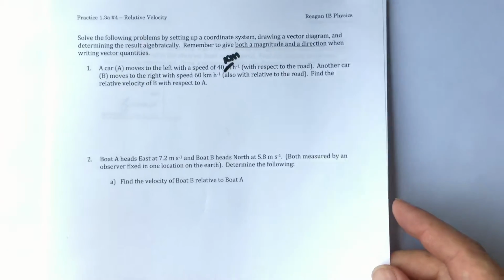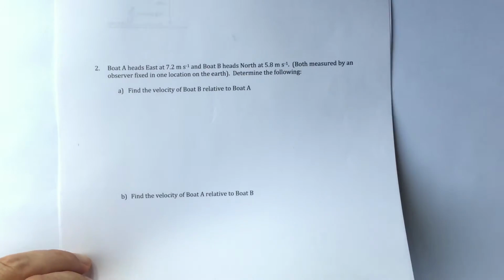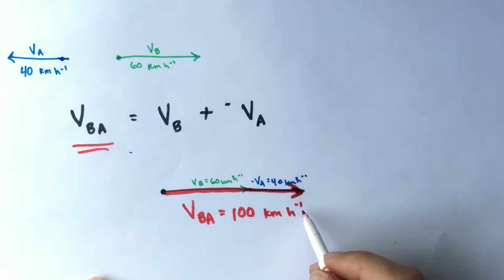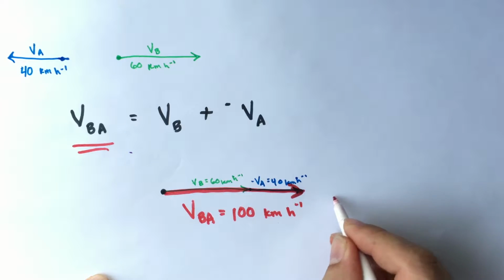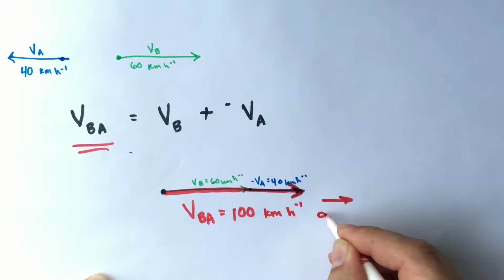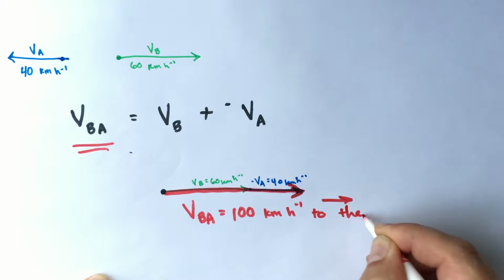To the right. Next up, we should make that clear. Since it is a vector quantity, we should write VBA is equal to 100 kilometers per hour. We could draw an arrow this way to make it clear that that's to the right, or we could say to the right.